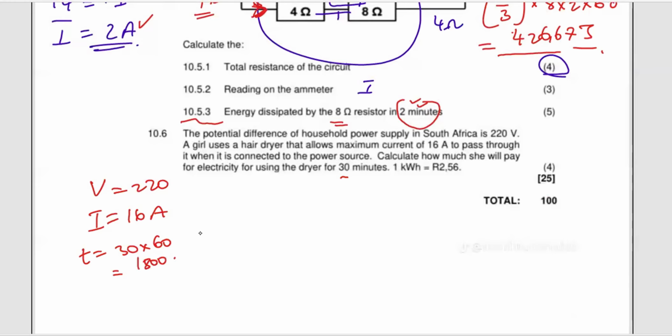So let's start by determining the power. We know that power is given as IV. So it's 220 multiplied by 16, which gives us 3520. And we need the energy as well.